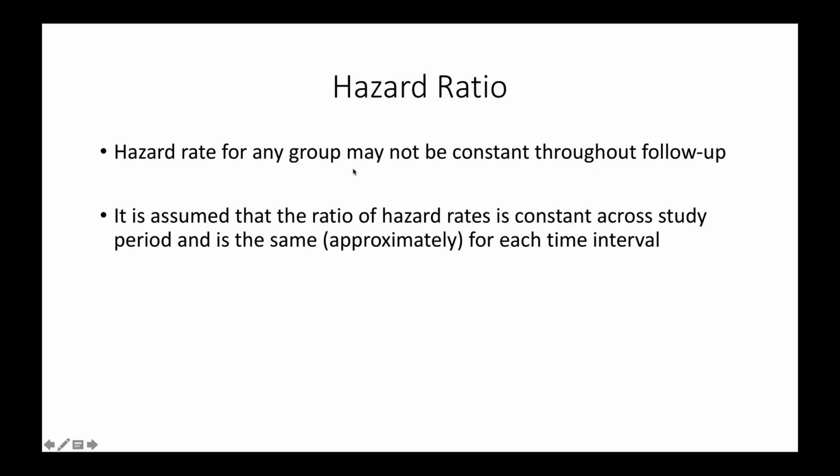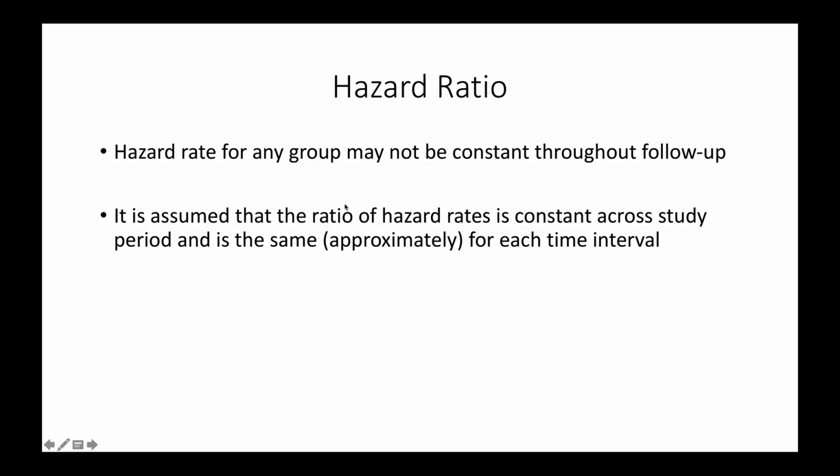The hazard rate for any group may not be constant through follow-up. And what does this mean? Initially, you could have a high hazard, which means a high risk of mortality at any particular point in time. Say, for instance, from year 1 to 3, there was a relatively high hazard or a steep part of that curve. But then from year 3 to 10, the hazard was relatively low, meaning that that curve shallowed out. So the hazard rate doesn't have to be constant.